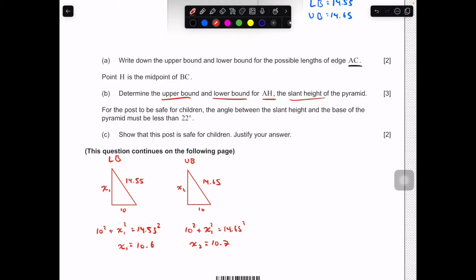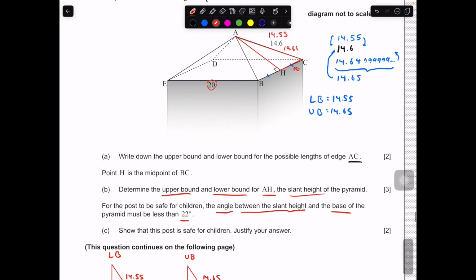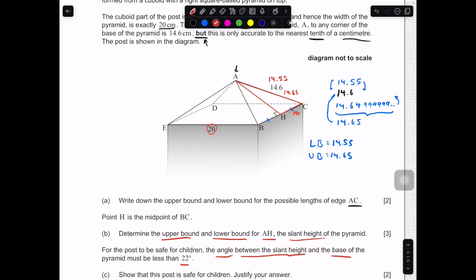Right. For the post to be safe for children, the angle between the slant height and the base of the pyramid must be less than 22. Okay, so the angle between the slant height and the base must be less than 22. Okay, so what are we talking about here? Let me just erase some of this actually.